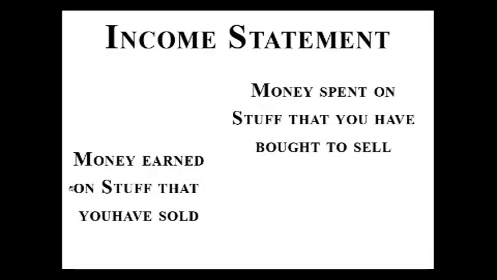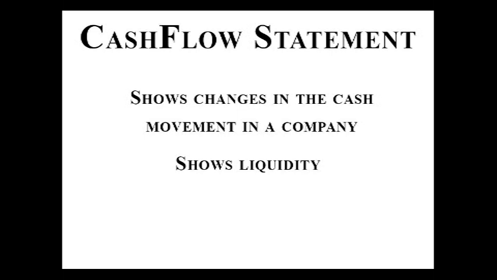Then there's the income statement. On one side, there's money earned on stuff that you have sold, and on the other side, money spent on stuff that you have bought to sell. So this shows all the operations during a specified time frame. And then there's the cash flow statement. This shows the changes in the cash movement in a company. It also shows liquidity, and it is often shown to lenders if you want to get credit or a loan. This is a document used for showing whether the company is able to pay its debts.